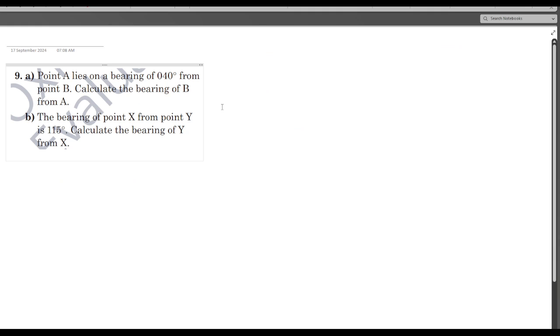Ninth question, point A lies on a bearing of 40 degrees from point B. Calculate the bearing of B from A.